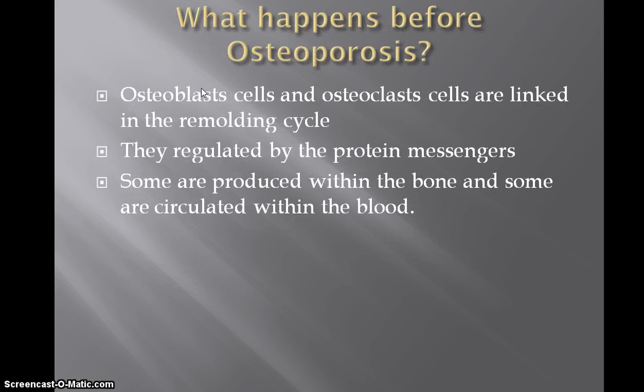What happens before osteoporosis? Osteoblast cells and osteoclast cells are linked in a remodeling cycle. They are regulated by protein messengers. Some are produced within the bone and some are circulated within the blood.